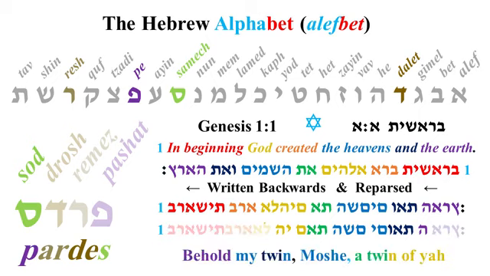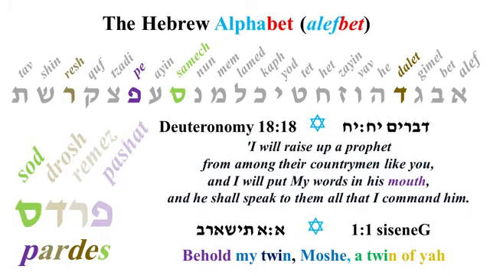behold my twin, Moshe, a twin of Yah. He's hinting here about Deuteronomy 18:18, that I'm going to send a prophet who is like you, Moses, and I'm going to put my words in his mouth. Genesis 1:1 backwards tells us: behold, my twin, Moshe, a twin of Yah. This is letting you know that the Messiah, that prophet, is going to be Yah. And Yeshua is Yahweh. Yud He Vav He. The hand reveals, the nail reveals. Very nice. Oh, very cool.